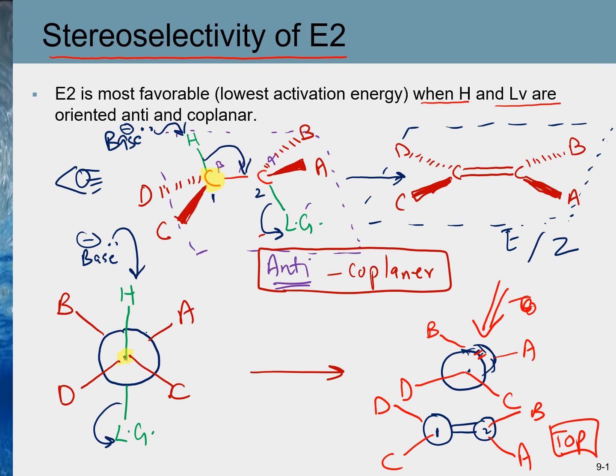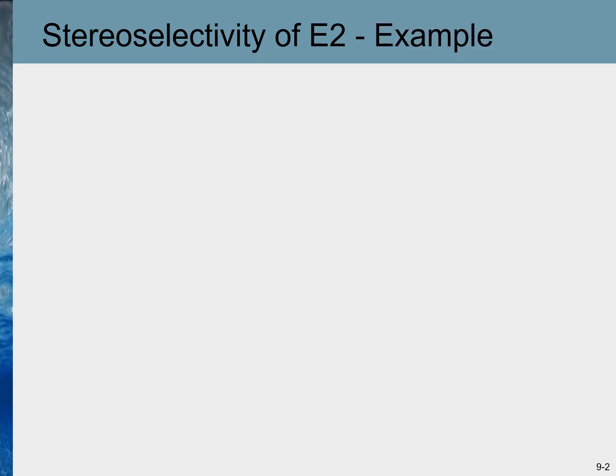So as you can see, because of the anti and coplanar requirement, one of the stereoisomers will be formed, and that's how the stereoselectivity of E2 reactions is determined. Let's try to understand the stereoselectivity of E2 reaction with the help of an example.